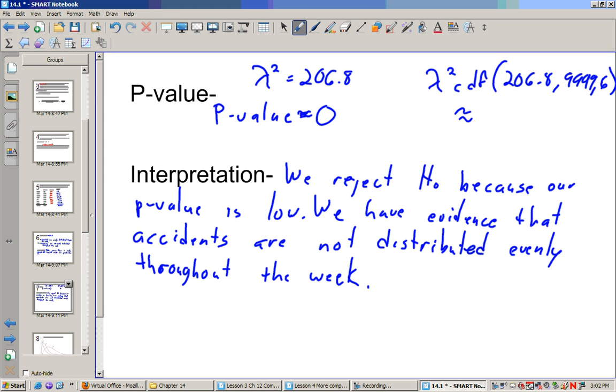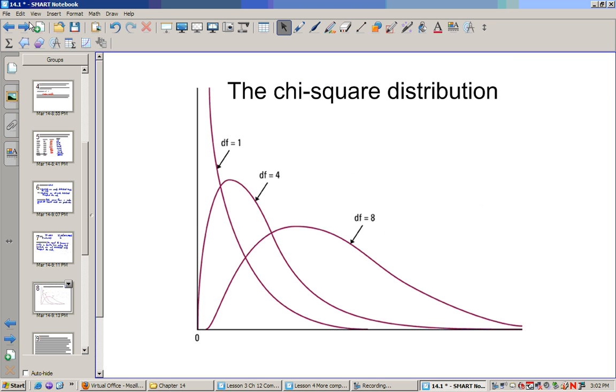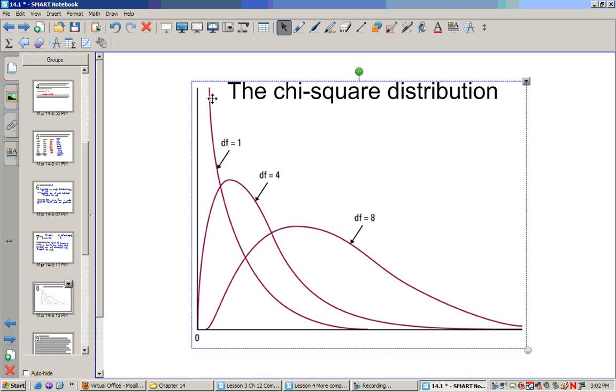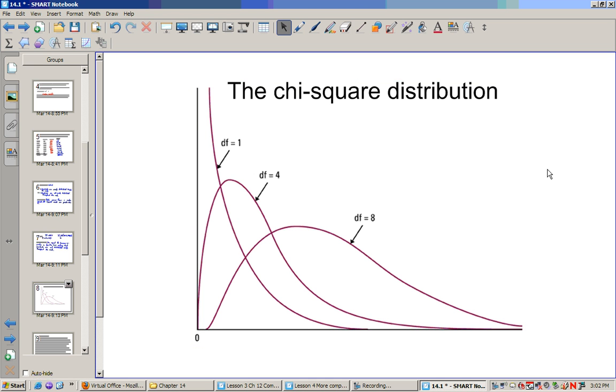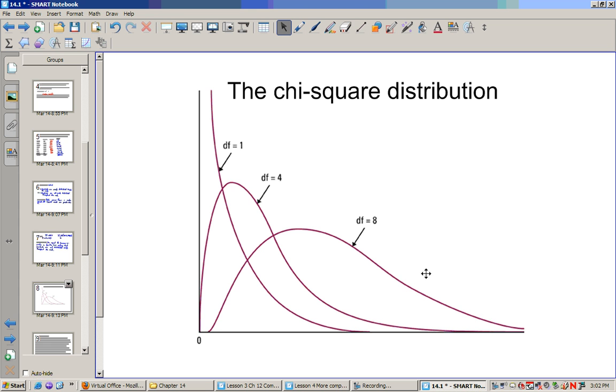All right, there's our write-up. Now the chi-square distribution is a little bit different than our other distributions. If I had just a degree of freedom of 1, it looks like this, which is a pretty crazy graph. A degree of freedom of 4 goes up and then comes back down, and it's really skewed to the right. Even a degree of freedom of 8 is looking more and more bell-shaped, but it's still skewed to the right.